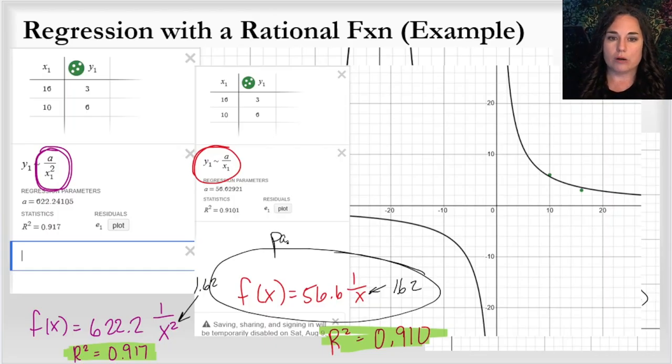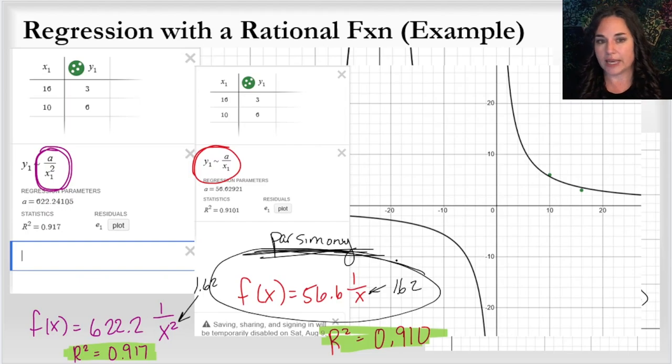But this is what we call parsimony. If you've ever heard this term in scientific theories, we always go with the most parsimonious answer, which means the simplest. We're not going to make things complicated. So hopefully that helps you solve that problem with a little bit of efficiency.